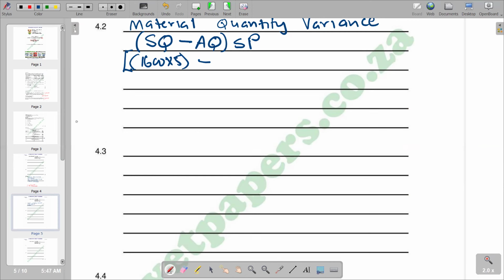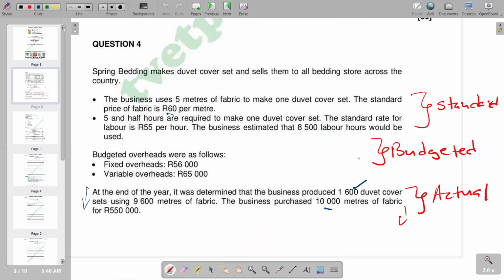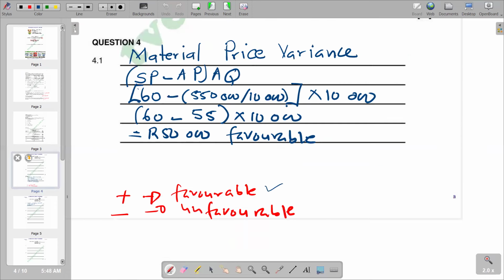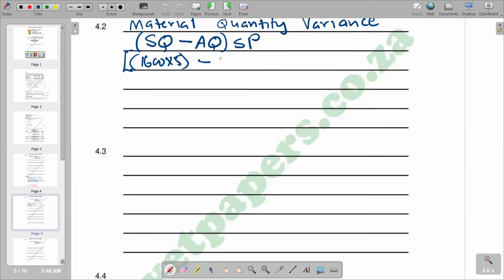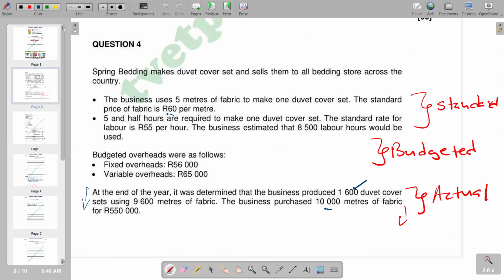So we go and check in terms of actual quantity. On the actual section, we know that the business produced 1,600 duvet cover sets using 9,600 meters. So this 9,600 becomes actual. So we say minus 9,600. Then we multiply by standard price. Our standard price, we have it at the beginning of the question: we're given the standard price of fabric as 60 rand. So we multiply by 60.